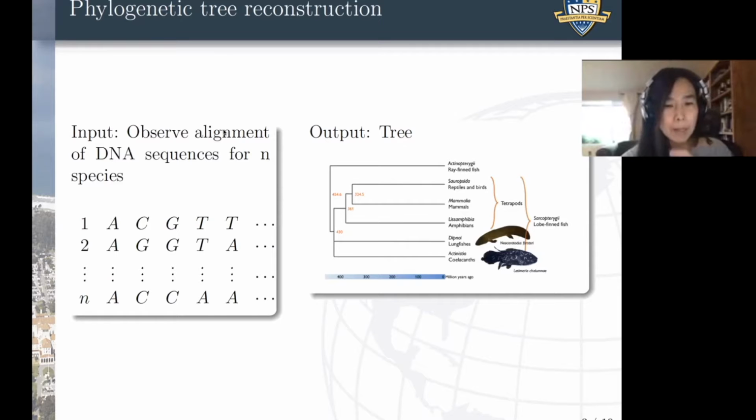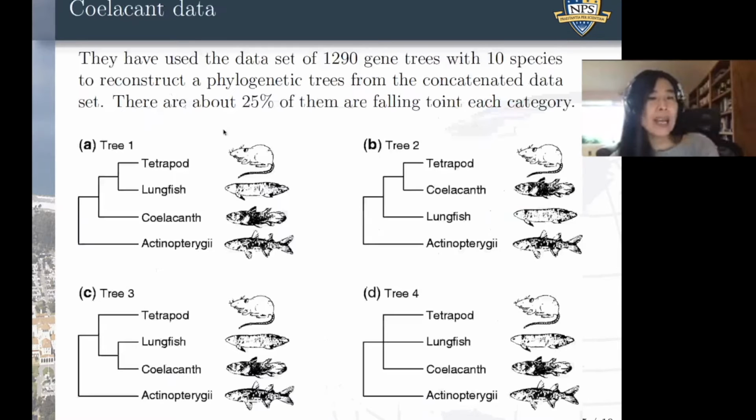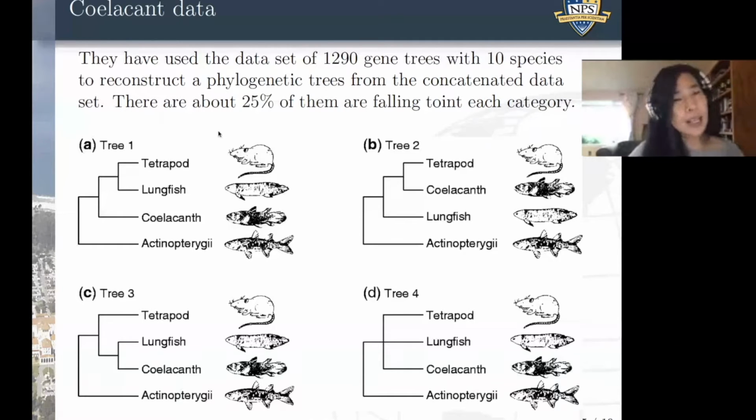Okay, all right. So going back to the coelacanth lungfish data, for the data set they cleaned up and aligned the sequences, and of course they did the gene finding. The data set consists of 1290 genes, and from there you can construct about 1,300 gene trees. So we have 1290 gene trees with 10 species.